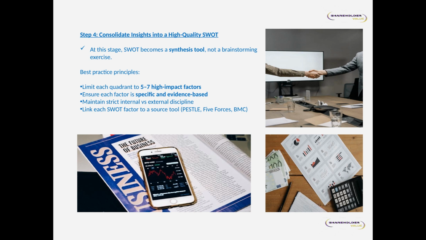At this stage, it's important to understand that the SWOT analysis shifts from being just a brainstorming exercise to a synthesis tool. We want to focus on consolidating insights into a clear, high-quality SWOT by following a few best practices. First, limit the number of factors in each quadrant to between 5 and 7, focusing only on the most impactful points. Each factor should be specific and backed by evidence, avoiding vague or general statements. It's also crucial to keep a strict separation between internal factors, strengths and weaknesses, and external factors, opportunities and threats.